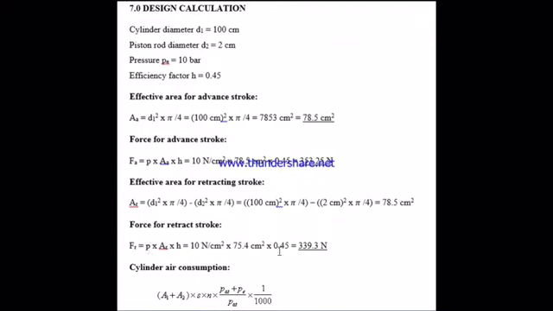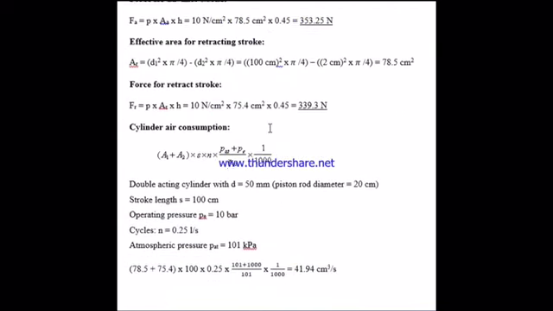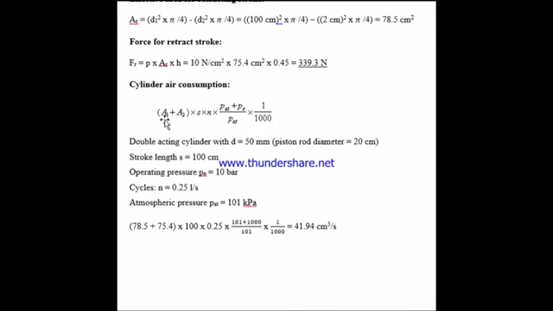is 339.3 Newton. And last, the cylinder air consumption, we use the formula of A1 plus A2 times S, which is stroke length, and N cycles times atmospheric pressure plus operating pressure over atmospheric pressure times 1 over 1000. After we calculate, the answer is 41.94 cm cubic per second.